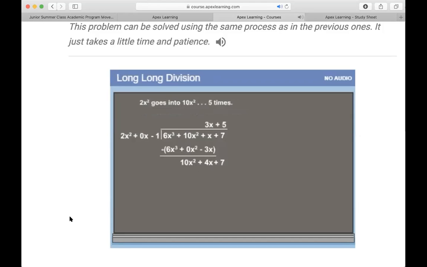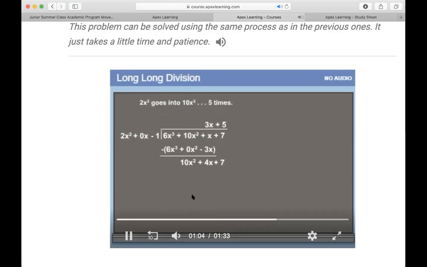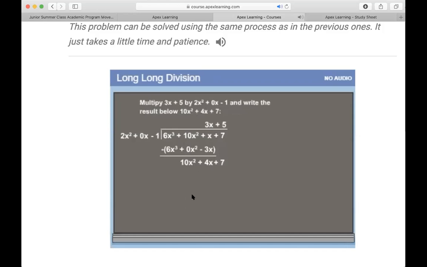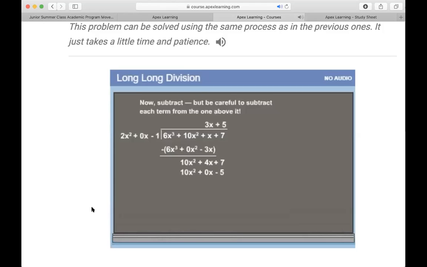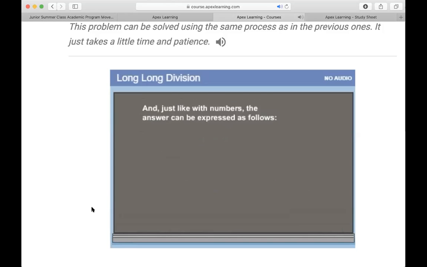When we multiply everything out, we're going to get 10x squared plus 0x minus 5. All right, then we subtract the quantities, again making sure we are careful with our negative signs. All right, so we're left with 4x plus 12 as our remainder.